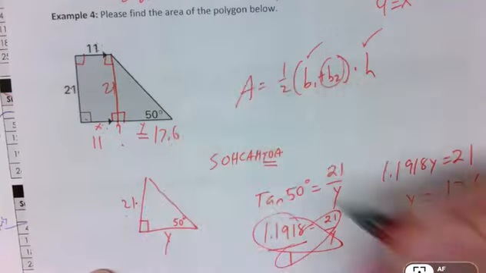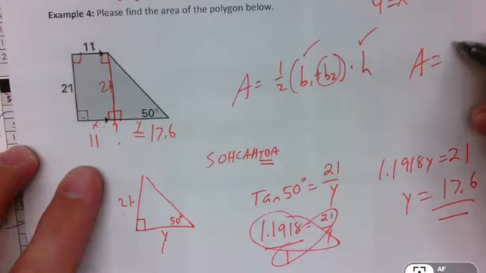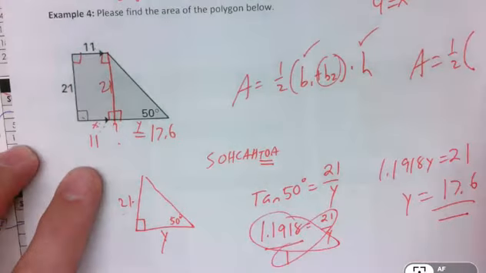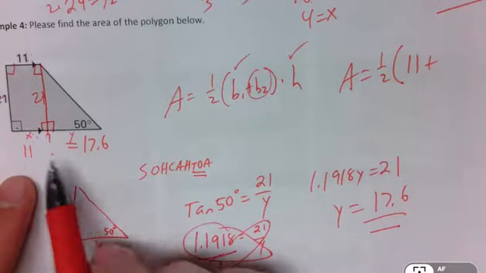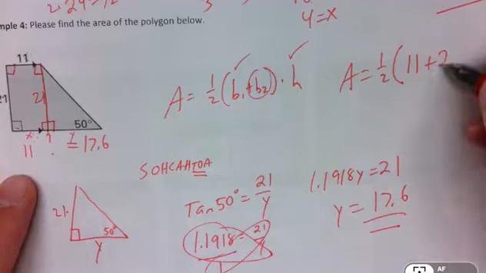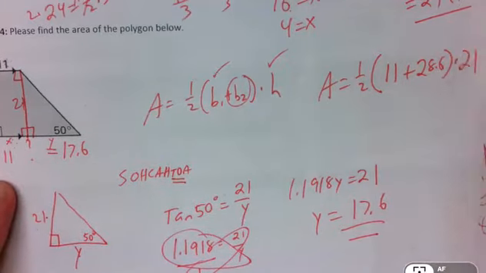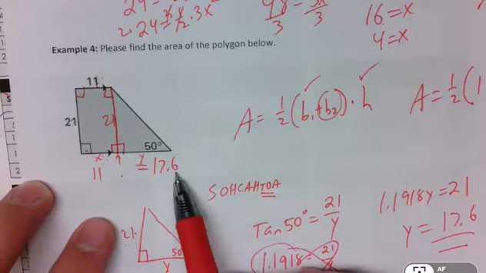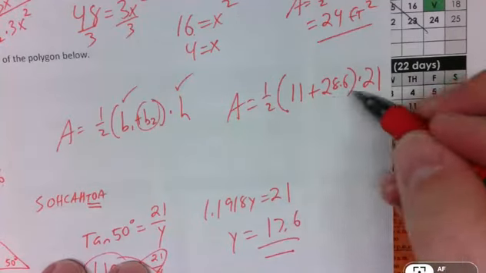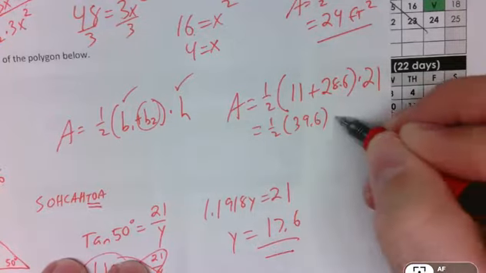So that's right here. So now my area is going to be 1/2 base 1. Let's just call that one the 11. Plus base 2, which is 11 and the 17.6. So that's 28.6 times the height, which was 21. So again, one base, two bases is the whole thing here, 11 and 17.6, and then the height is 21. And now we just do the arithmetic. But the hard part was getting this other base.